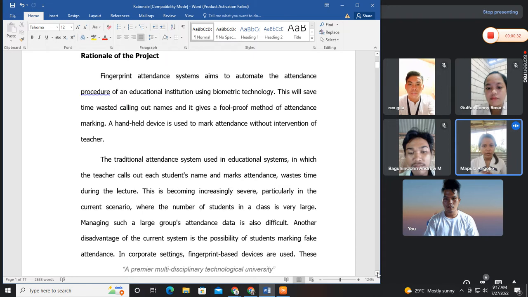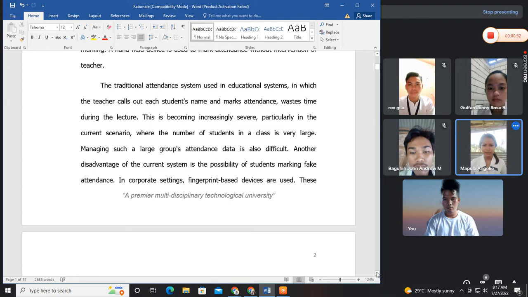The traditional system used in educational institutions, in which teachers call out each student's name and mark attendance, wastes time during the lecture. This is becoming increasingly severe, particularly in the current scenario, where the number of students in a class is very large. Managing a large group's attendance data is also difficult. Another disadvantage of the current system is the possibility of students marking fake attendance.